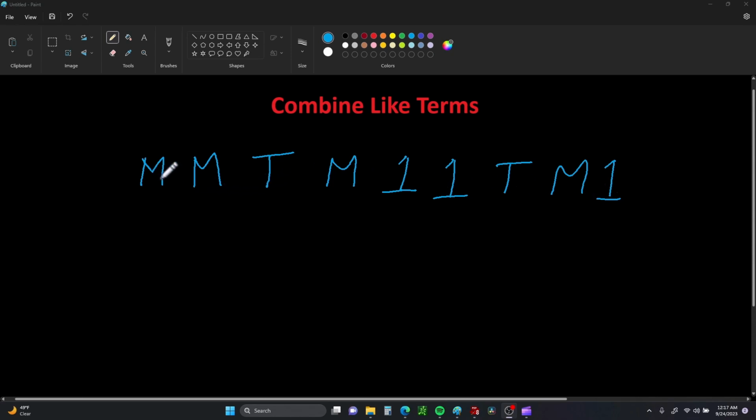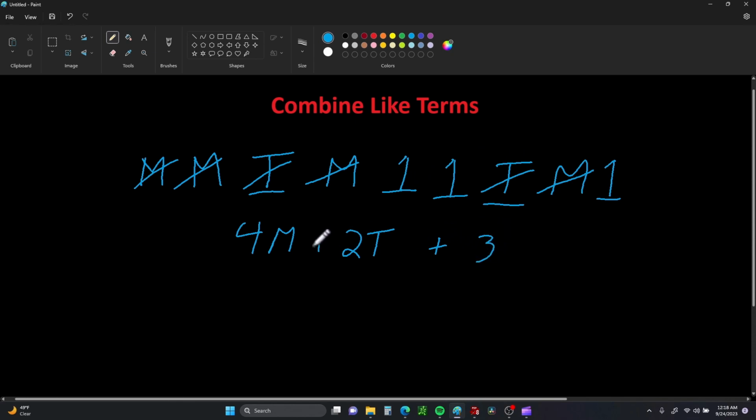So what I can do is I can go through here and I can say that I have 1, 2, 3, 4 m's. So I can put the 4 m's together because they're like each other. So like terms. Next, once I'm through here, I don't have any other m's. I come back and I have a t here and a t here. So I have 2 t's. And then I'm going through again and I have 3 1s. So I can group those together because they're 1s.